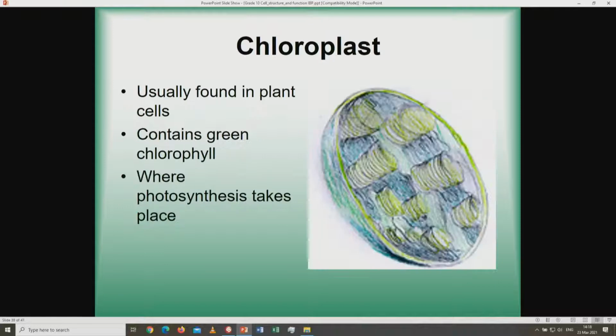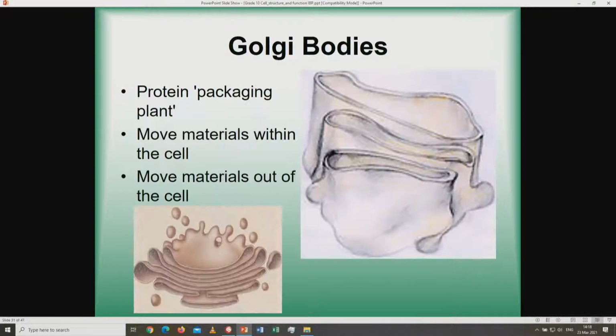Now, the chloroplast, as I said, is usually found in plant cells and contains the green chlorophyll, and remember the green chlorophyll helps us with photosynthesis, where the plant makes food from sunlight. So the chloroplast is your green, which helps with photosynthesis.